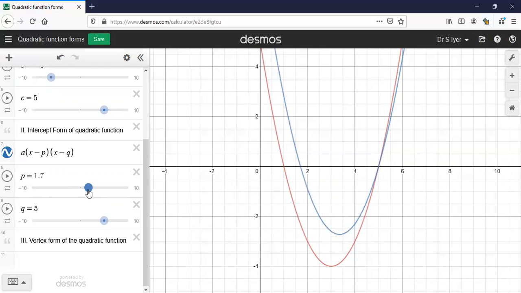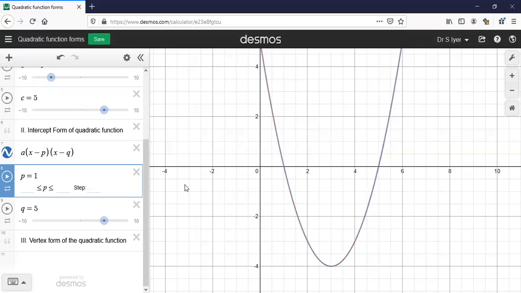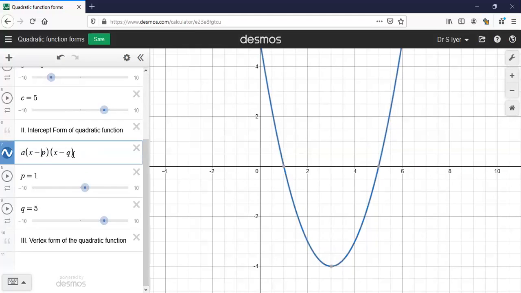You see, now there are two parabolas. As I make the value of P equal to 1 and the value of Q equal to 5, the blue and the red parabolas are essentially the same. Now that is the intercept form of the quadratic function. So the intercept form of the quadratic function talks about the 2 points where the parabola is touching the x-axis. So P and Q are those 2 points where the parabola cuts the x-axis.